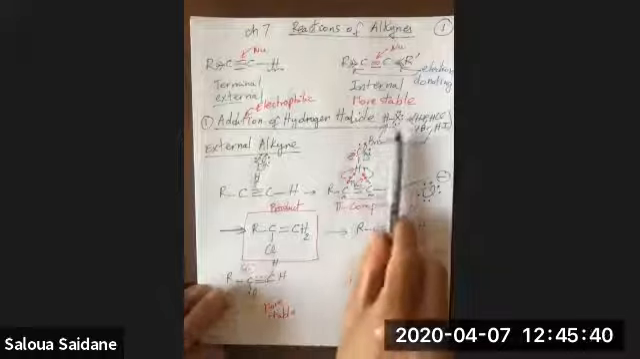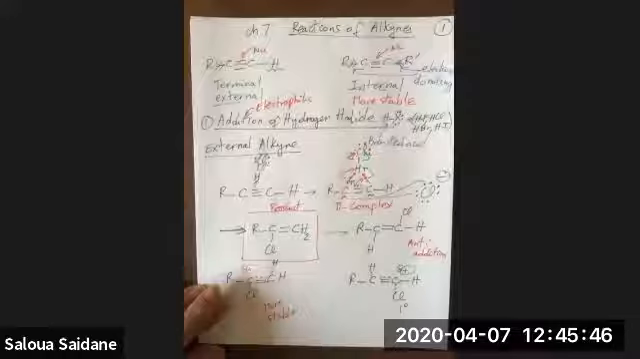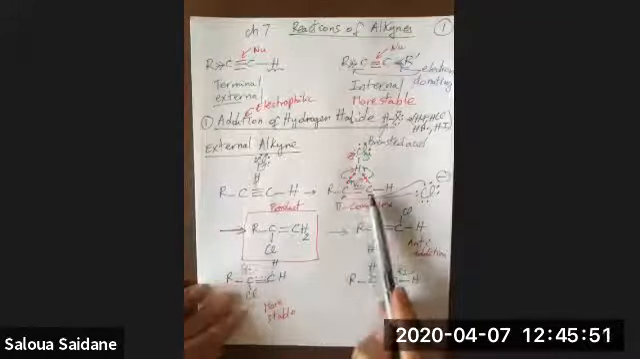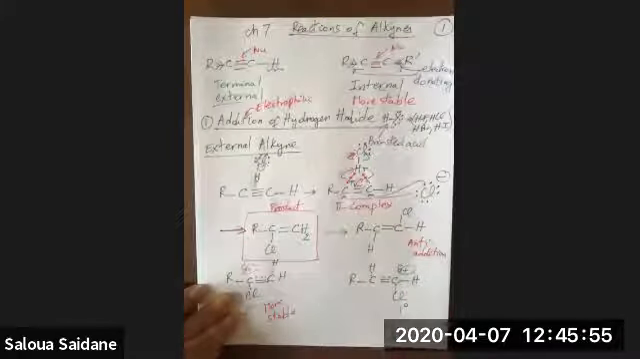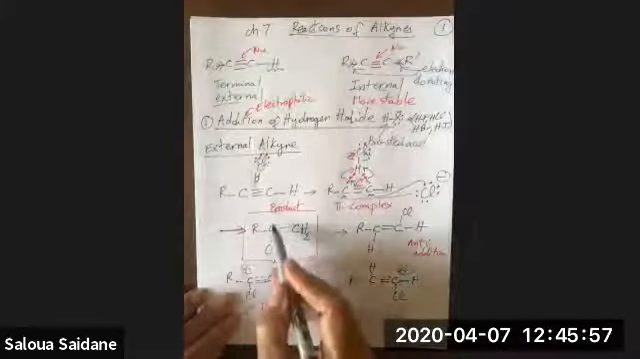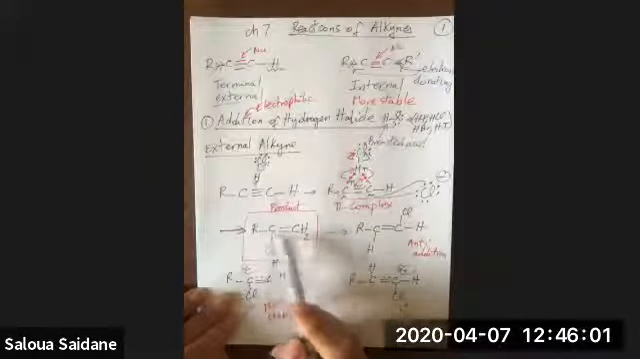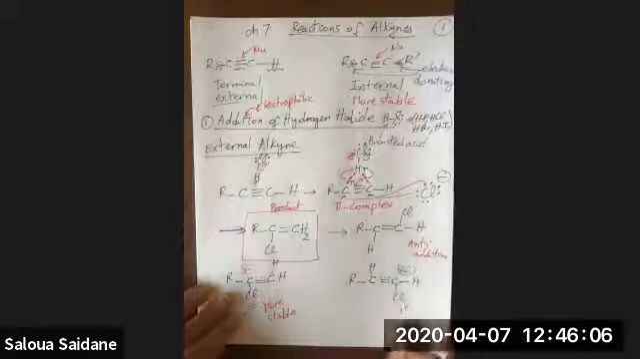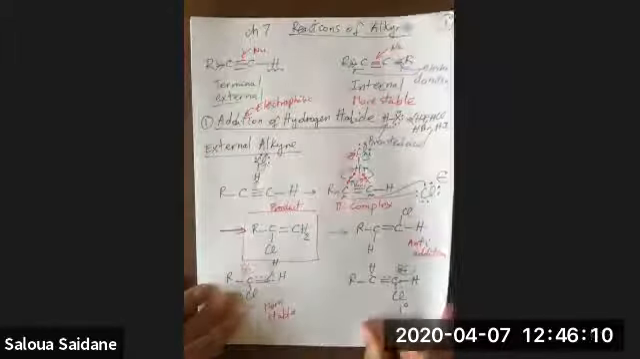So this is adding HX. When we add HX, the first step is formation of a pi complex. Second step, attack of the X minus. And the result is the halogen will add to the most substituted carbon, not the least substituted carbon. So this is the reaction on an external alkene.